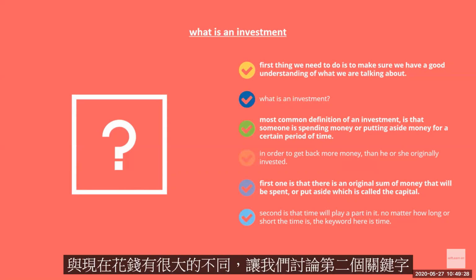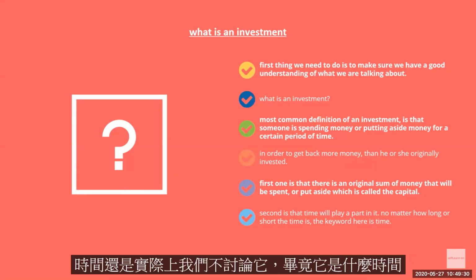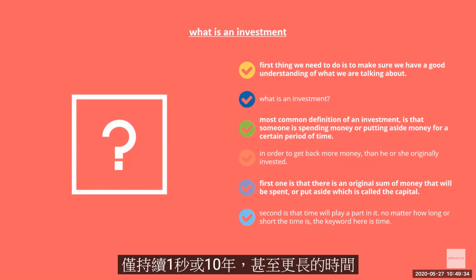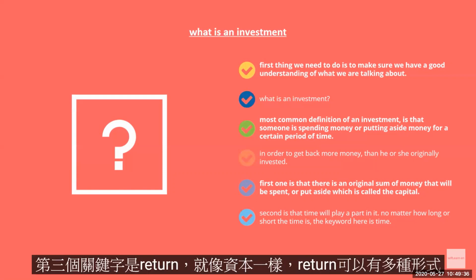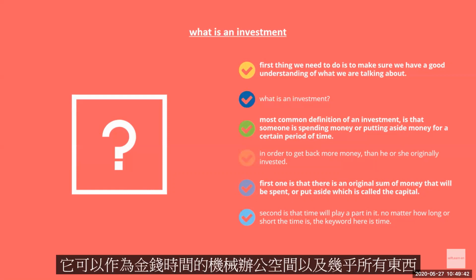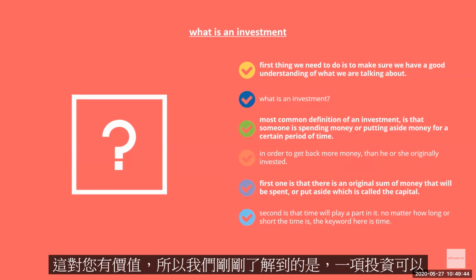Now let's discuss our second keyword, time. Or actually, let's not discuss it. After all, time is what it is. Whether it is for just 1 second or 10 years or even more, there is nothing more to it. The third keyword is return. Just as for capital, a return can come in many forms. It can come as money, time, machinery, office space, and pretty much anything that has a value to you.